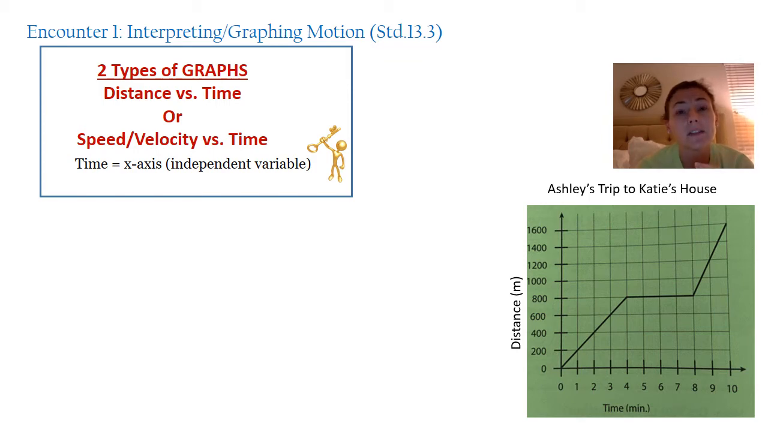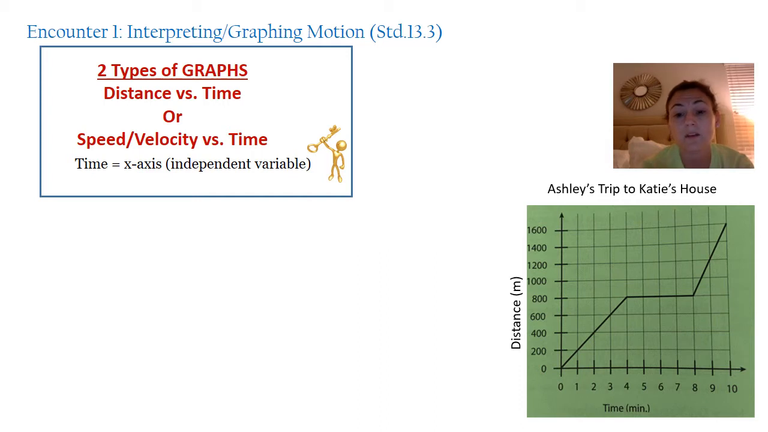Okay, TAILS, T is for title. We have a title, Ashley's trip to Katie's house. A is for your axes, okay? You have an X and a Y. You also have I, which are increments or integrals. So if you notice that your line goes all the way through all the grid lines, it doesn't stop at the very beginning, it uses a small portion, it actually uses the entire graph.